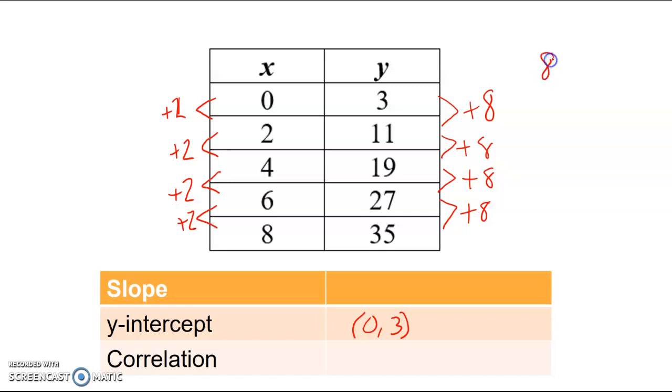So if my rise is 8 and my run is 2, my slope, I'm going to have to simplify. 8 divided by 2 is 4. So my slope is 4. And because it's positive, so is my correlation.